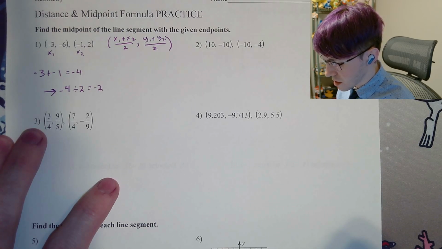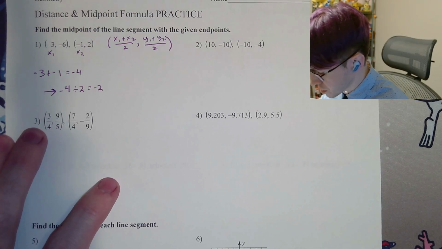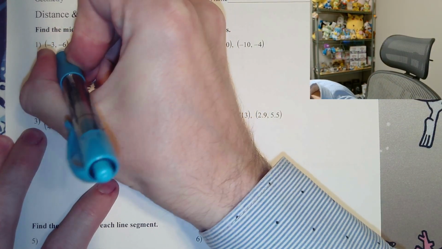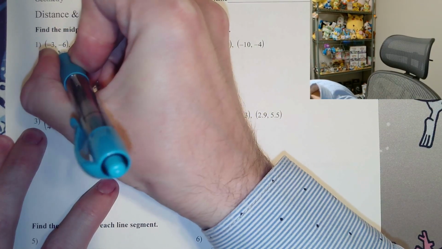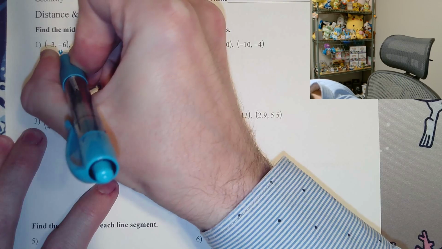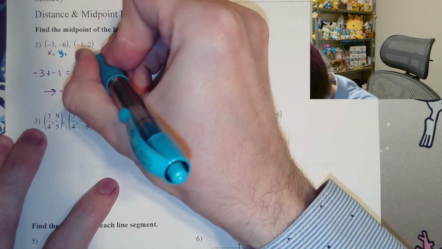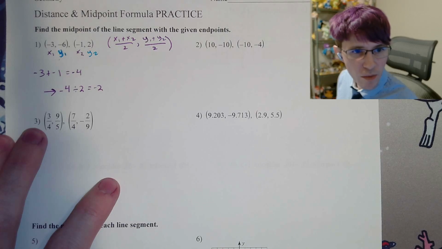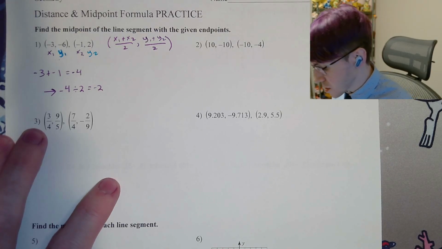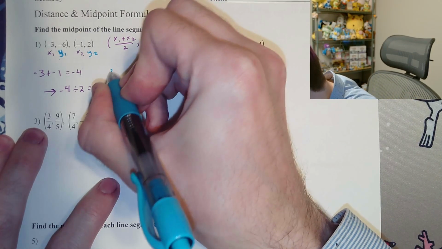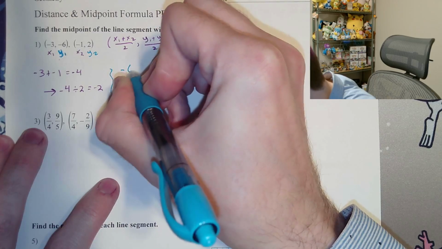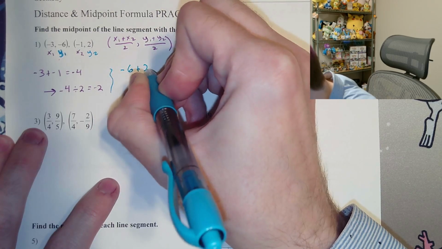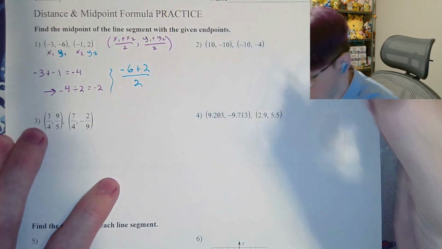Actually, I'm going to switch colors to another way of talking about it. Let's do y1 and y2, our first y value and our second y value. So on this one, I'm going to do it more the formula style. The more formula style would be like this, where I take the -6 and I add that to the +2 and I say divide by 2.